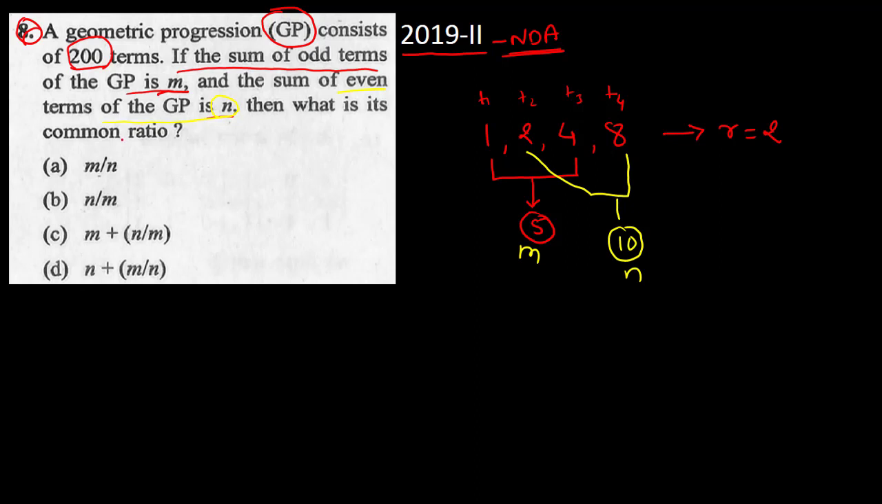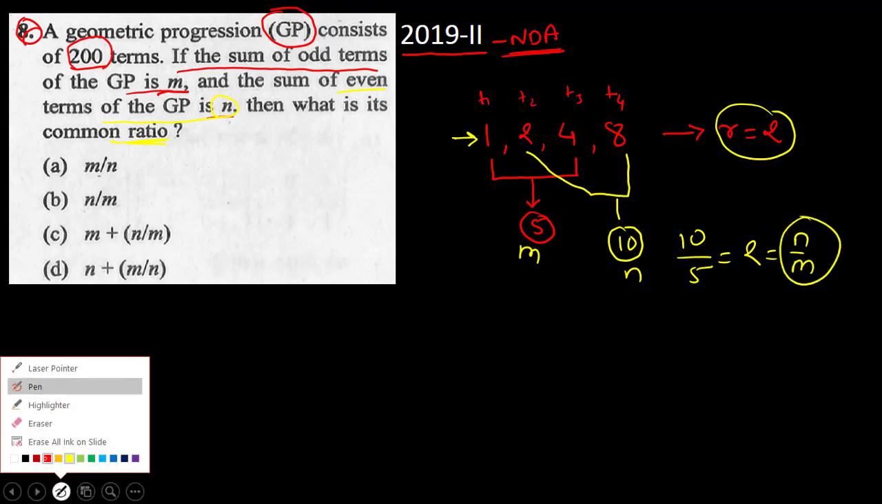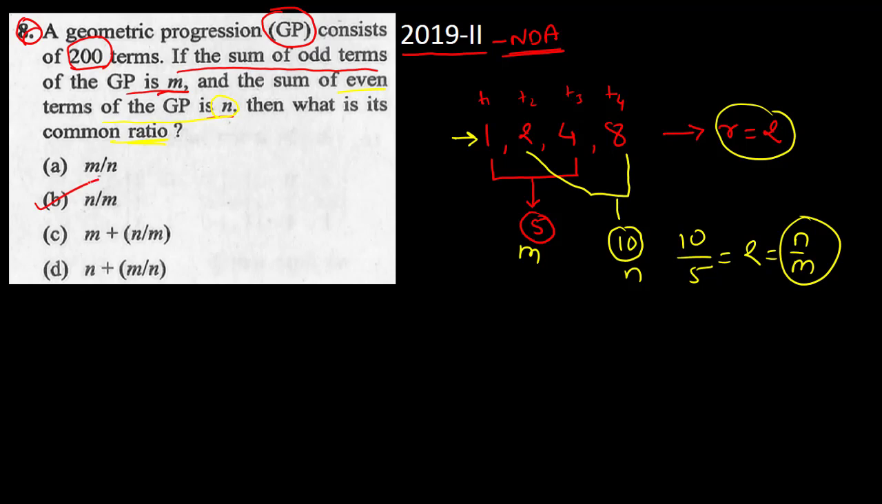Then what is the common ratio? r is asked. We know in this GP the common ratio is r, which equals 2. Then how do you get 2 using these two? It is nothing but 10 by 5, which gives 2, which is nothing but n by m. That's it. So what is your correct option? Sir, option B is correct.